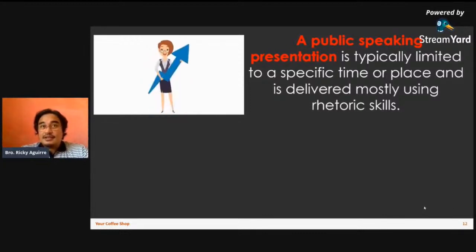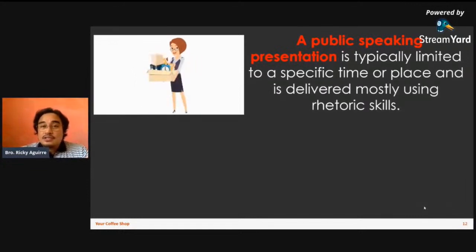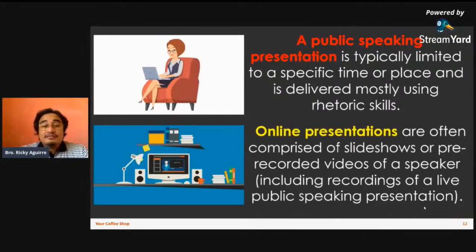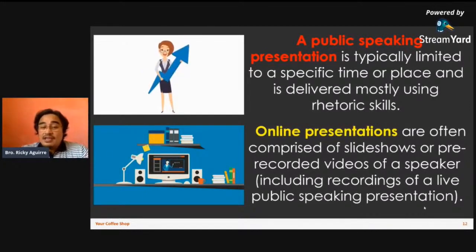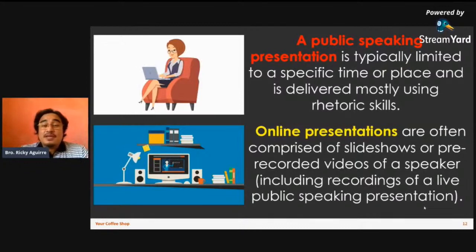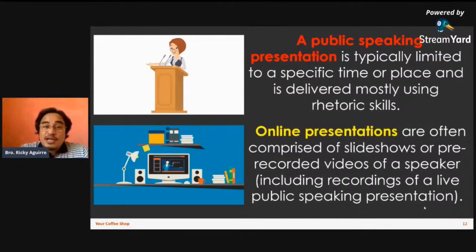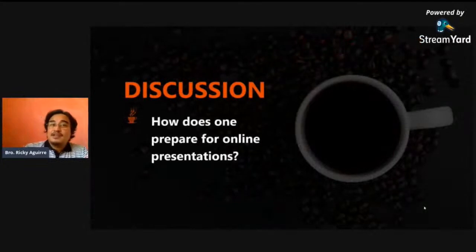Nonetheless, it does not necessarily have to put together all other tools in a slide deck for presentation. An online presentation, then, is often comprised of slideshows or pre-recorded videos of a speaker, or it could be done live, including recordings of a live public speaking presentation. So that means the public speaking presentation could be part of an online presentation. All right? Okay.